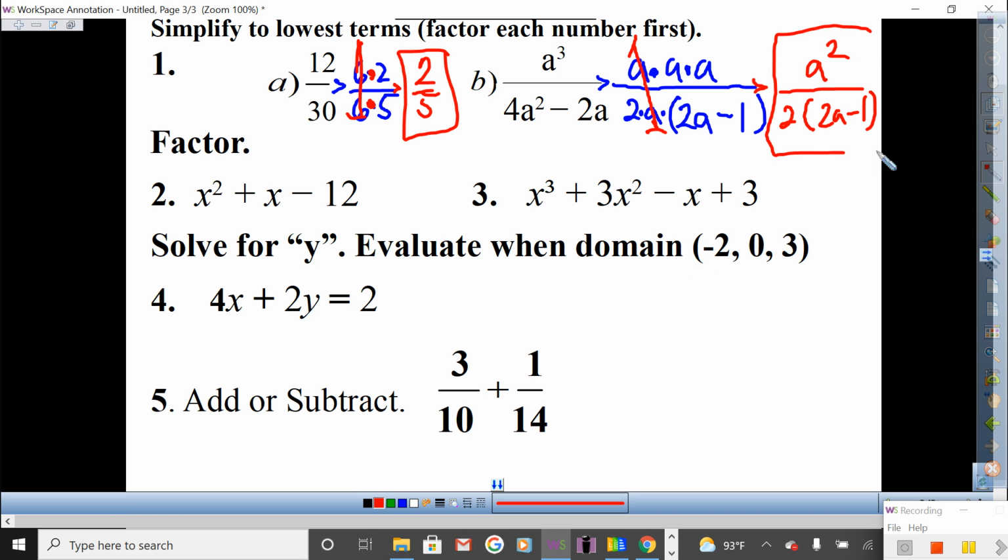Alright, let's go to number 2. What do you get for number 2? Jehu. You didn't finish it? Okay. What do you think, Ninel? Mel. x minus 3 and x plus 4.